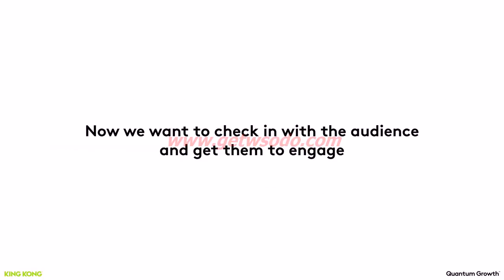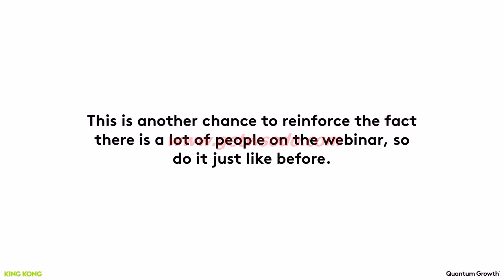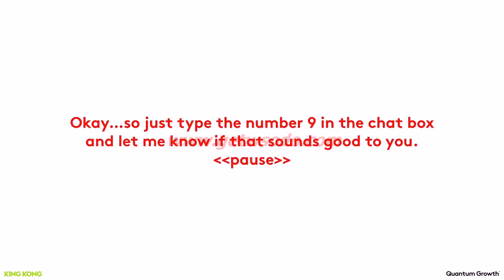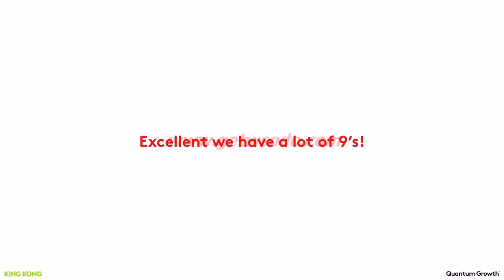All right. So now we want to check in with the audience and then we want to get them to engage because they're going to be really hot and bothered by this point because we've just been giving them everything that they want. And we've been alluding to this bright future that we're going to be getting to in a moment. And it's also another chance to reinforce the fact that there is a lot of people on the webinar and you want to do it like we did before at the start of the webinar by saying, okay, so just type the number 9 in the chat box and let me know if that all sounds good to you. Then you pause. Excellent. We have a lot of 9s and you will get a lot of people typing in the number 9 on your EverWebinar software that you can go in and approve those comments.